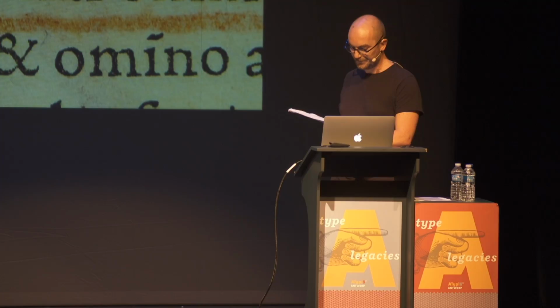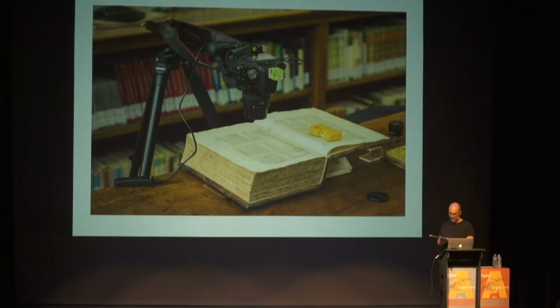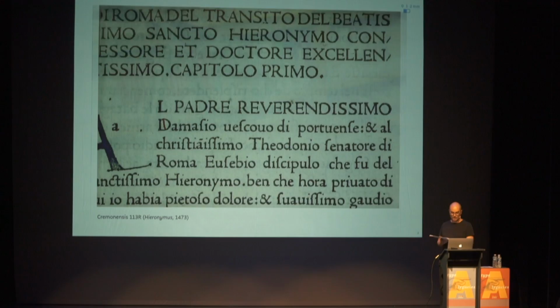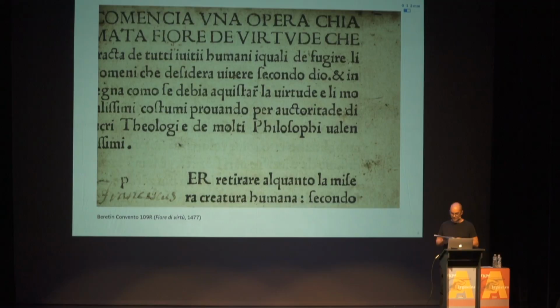But first, I briefly explain the method I follow to take pictures and to analyze them. So I take two kinds of pictures. I take pictures with a reflex camera placed on a tripod, and I achieve pictures like this, where the width of the pictures is about 10 centimeters. And with these pictures, we can check the spacing, the vertical alignment and the angular alignment of letters.